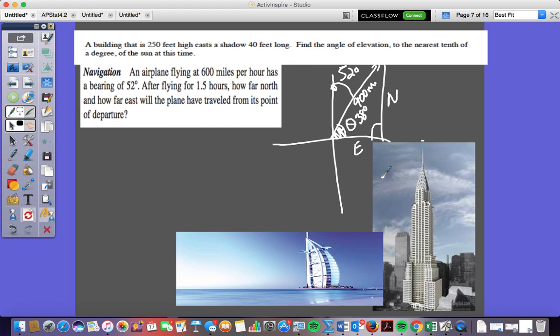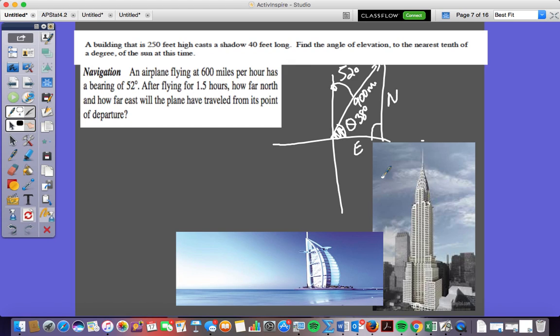SOHCAHTOA. Tan. Tangent? Well, there's one problem with... oh, tangent, sorry, not tan. We can do cosine. Wait, what are we solving for? We can do cosine or sine, and then just figure out one and then use Pythagorean to get the other one, if you want to. That's exactly right. You could do it that way.